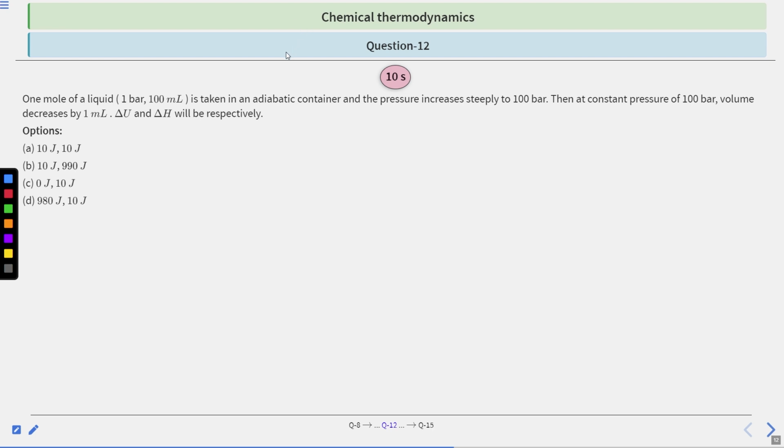Question number 12. 1 mole of a liquid at 1 bar and 100 milliliter is taken in an adiabatic container and the pressure is increased steeply to 100 bar. Then at constant pressure of 100 bar, volume decreases by 1 ml. So del U and del H will be respectively. Options are 10 joule and 10 joule; 10 joule and 990 joule; 0 joule and 10 joule; 980 joule and 10 joule. So you have 10 seconds to solve this question. After that, we will see the answer.